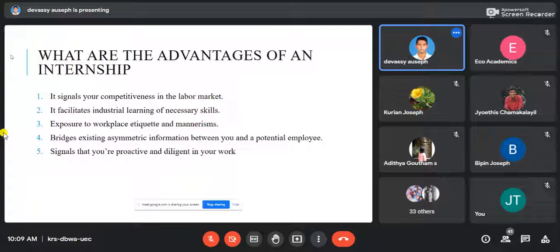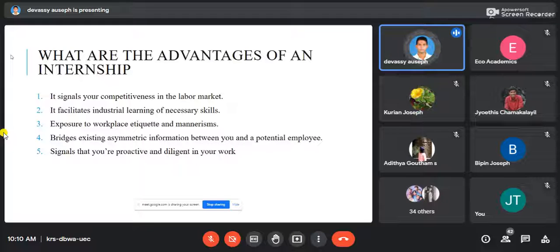What are the advantages of an internship? Till now, paradoxically, I said corporate internships do not give you the work exposure and the exposure to the work environment. I told so, but it is highly unlikely to get the work exposure or the work culture in a corporate internship. But paradoxically, even though that is the case, you landing an internship, if you want to go into the corporate circle, signals your competitiveness in the labor market.